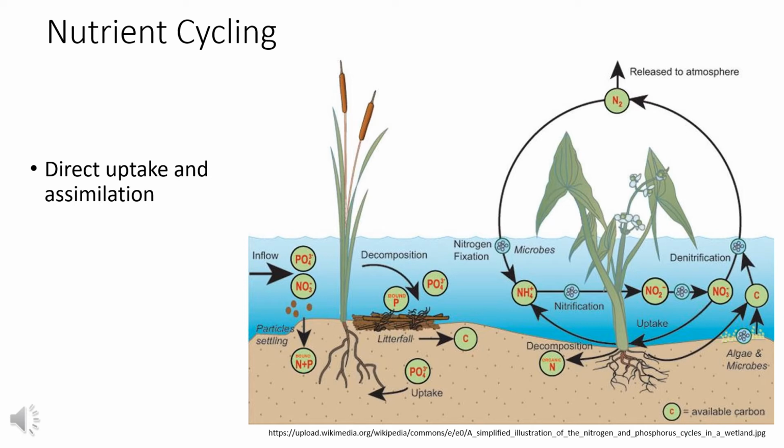The uptake and assimilation of these nutrients to build up plant tissues temporarily removes them from the water column and prevents them from getting washed into the Mississippi River and eventually into the Gulf.